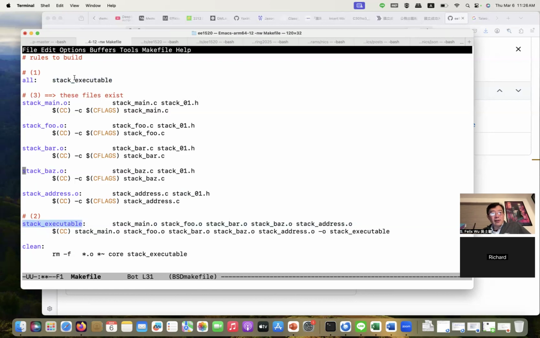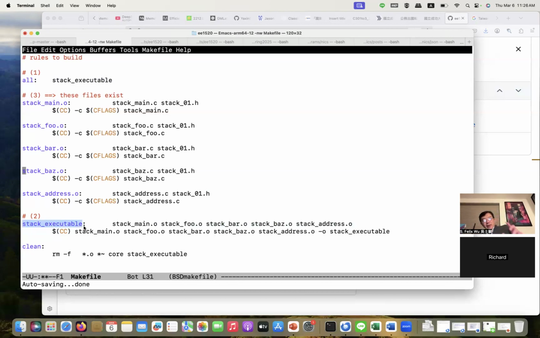So by specifying the dependency element the same as the target name of another rule, that means whenever I want to execute this rule, it will trigger the other rule. So essentially, the second rule I will trigger under this chain reaction is going to be this particular rule with the target stack executable.